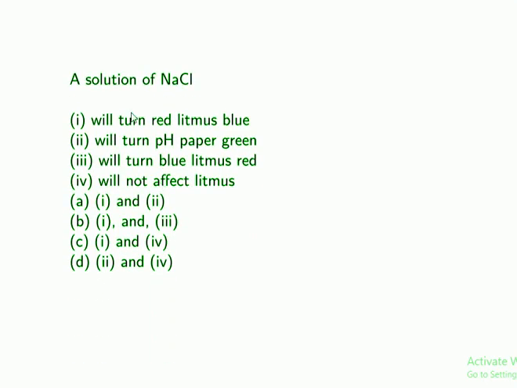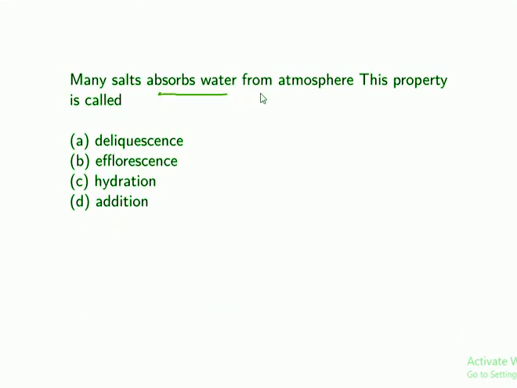A solution of NaCl will turn red litmus blue, will turn pH paper green, will turn blue litmus red, or will not affect litmus? NaCl is sodium chloride, right? It will turn pH paper green and will not affect the litmus paper. So option D is correct.